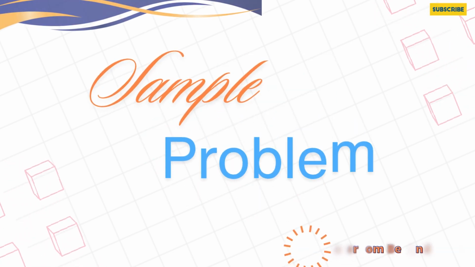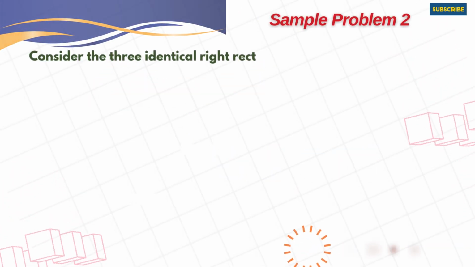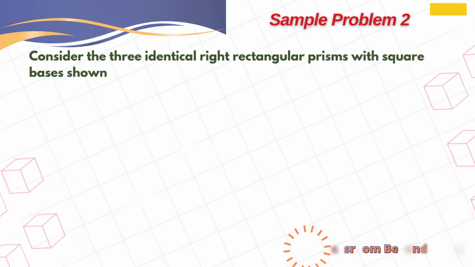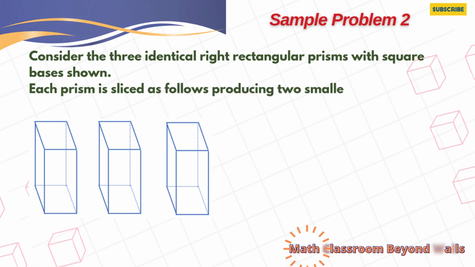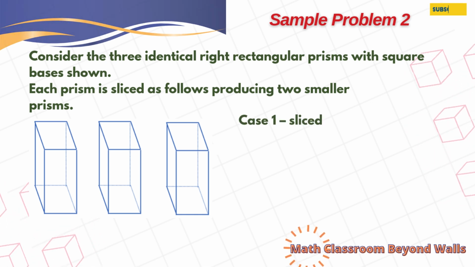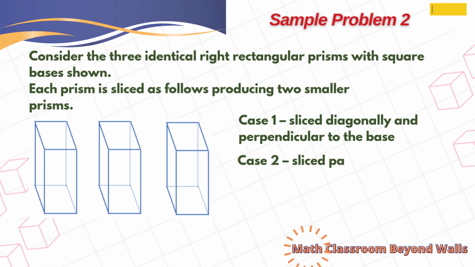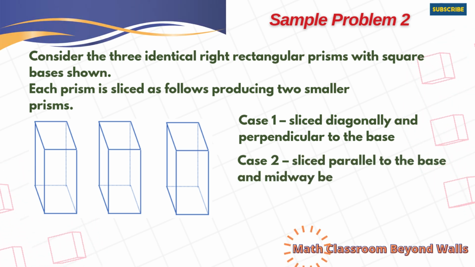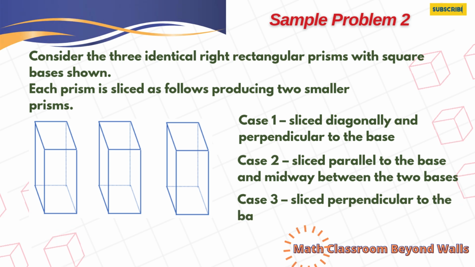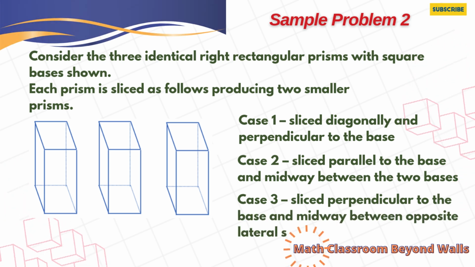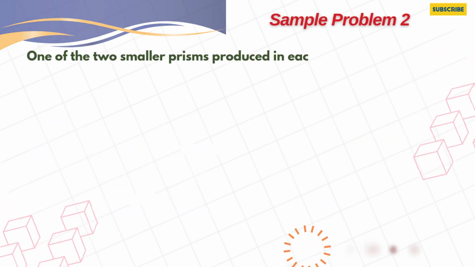Let us continue by doing sample problem 2. Here's the problem. Consider the 3 identical right rectangular prisms with square bases shown. Each prism is sliced as follows, producing 2 smaller prisms. Case 1, sliced diagonally and perpendicular to the base. Case 2, sliced parallel to the base and midway between the 2 bases. Case 3, sliced perpendicular to the base and midway between opposite lateral surfaces. One of the 2 smaller prisms produced in each case are shown below.